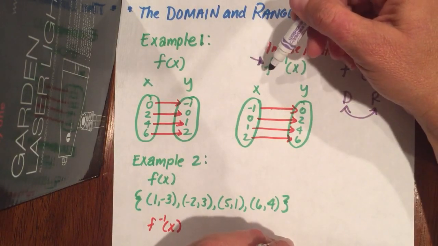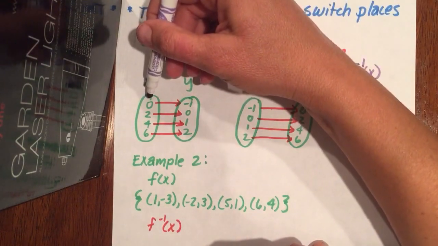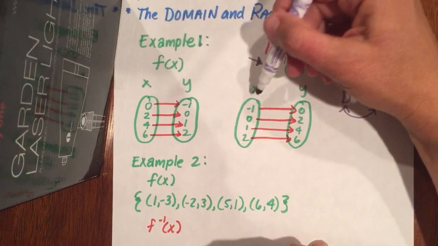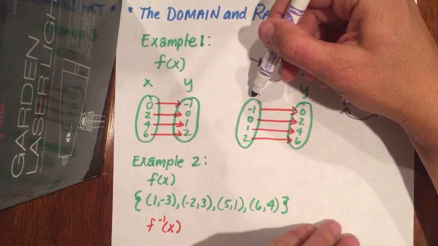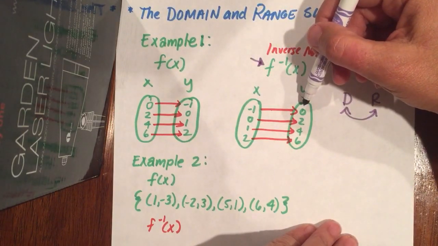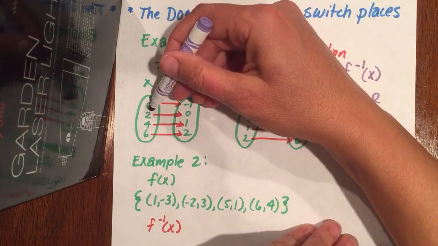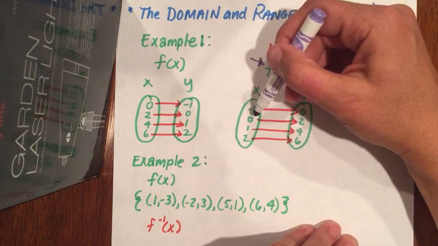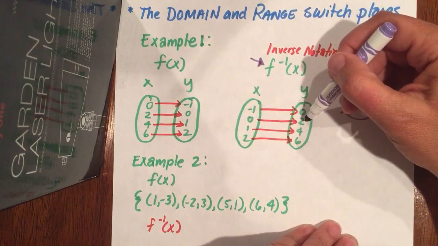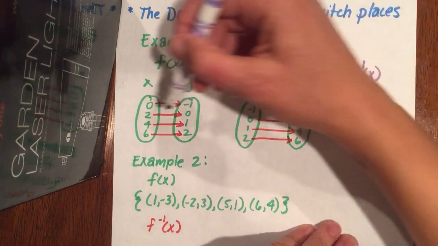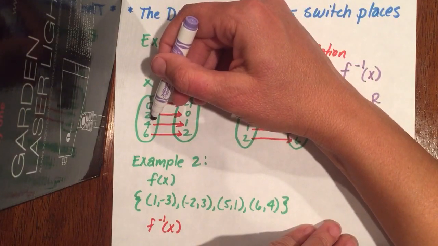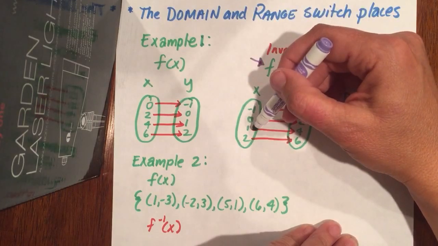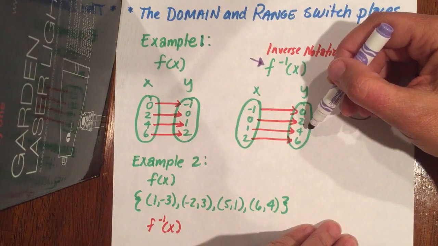So now look at this mapping. Instead of 0 being my input and -1 being my output, -1 is now my input and 0 is now my output. Instead of 2 being my input and 0 being my output, now 0 is my input and 2 is my output. Instead of the original function where 4 is my input and 1 is my output, now 1 is my input and 4 is my output.